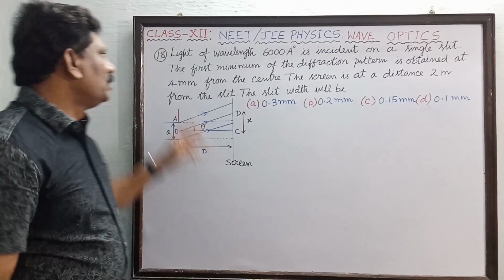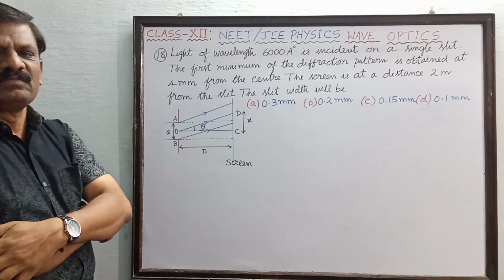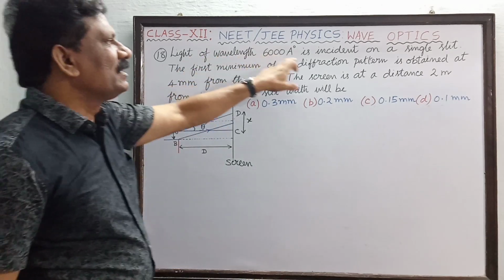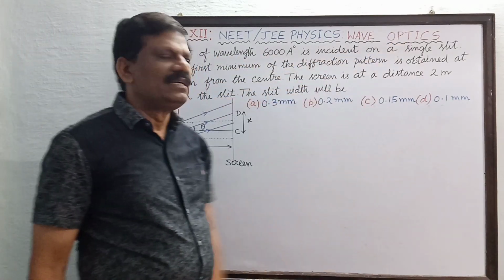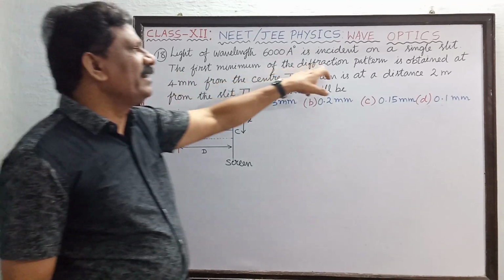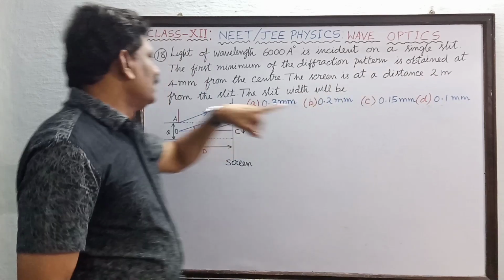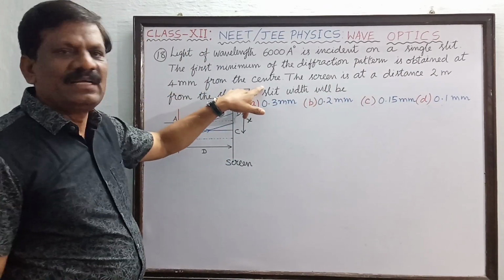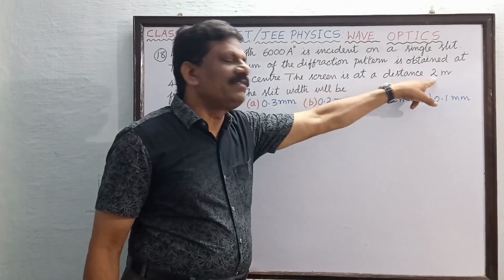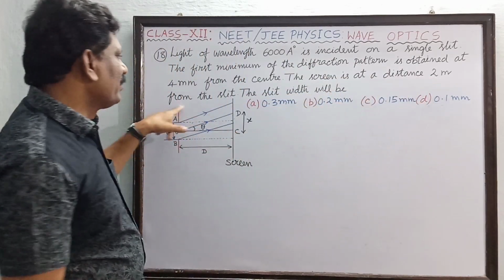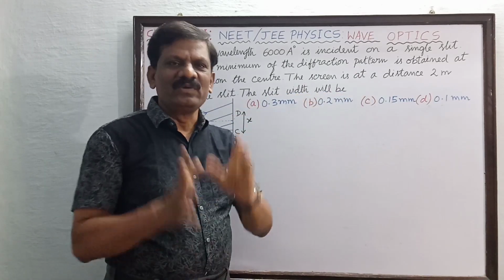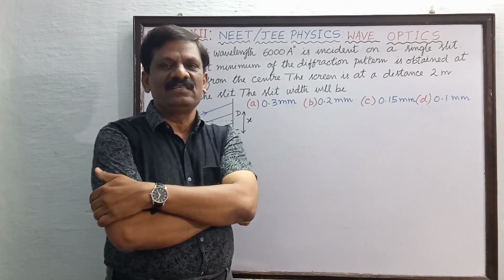Hi students, problem number 18 is from diffraction of light. Light of wavelength 6000 angstrom unit is incident on a single slit. The first minimum of the diffraction pattern is obtained at 4 mm from the center of the screen. The screen is at a distance of 2 meter from the slit. We have to determine the width of the slit.